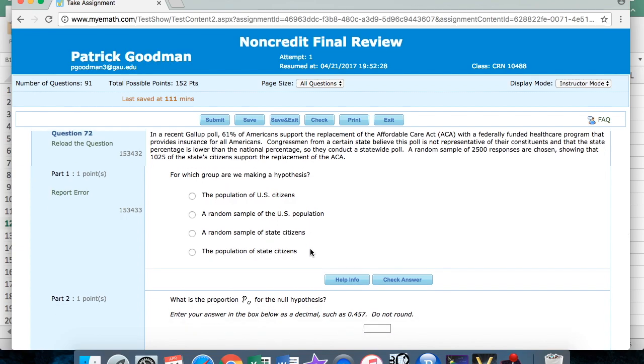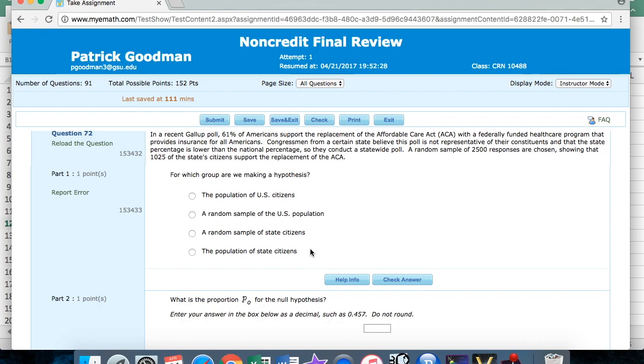But here we go, an actual hypothesis test. In a recent Gallup poll, the Affordable Care Act again, 61% of Americans support the replacement of the Affordable Care Act with a federally funded health care program that provides insurance for all Americans. Congressmen from a certain state believe this poll is not representative of their constituents, and the state percentage is lower than the national percentage. So they conduct a statewide poll. A random sample of 2,500 responses are chosen. These are 2,500 people from that state, showing that 1,025 of the state citizens support the replacement of the ACA.